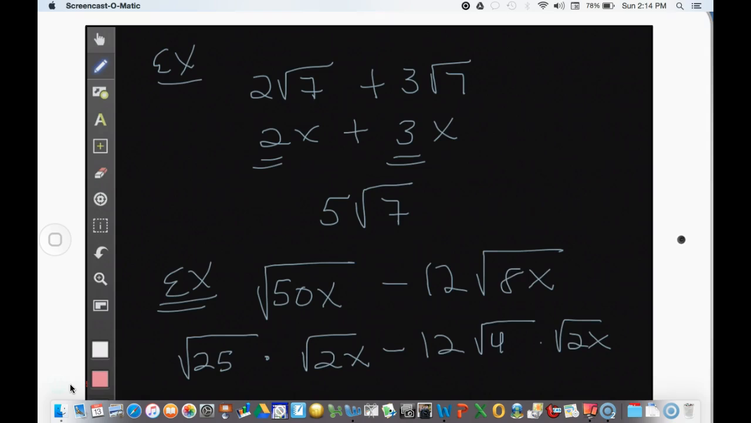Well, the square root of 25 is 5, so it's 5 radical 2x minus the square root of 4 is 2, so 12 times 2 is 24 rad 2x. So what is 5 minus 24? I think it's negative 19 rad 2x. I'm going to leave you with 2 more to try, and we'll talk about these tomorrow.